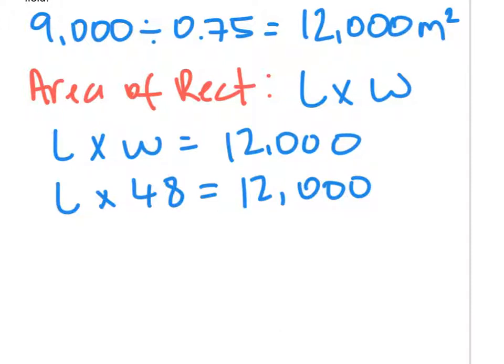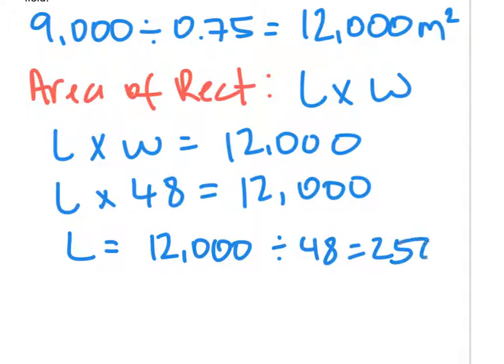So what can we do? You're basically trying to find out how many 48s fit into 12,000. So you're going to divide. You're going to get L equals 12,000 divided by 48. So it's 250. L equals 250 meters. Okay, maybe the other ones were easier, I'm not sure. It depends on how you look at it.